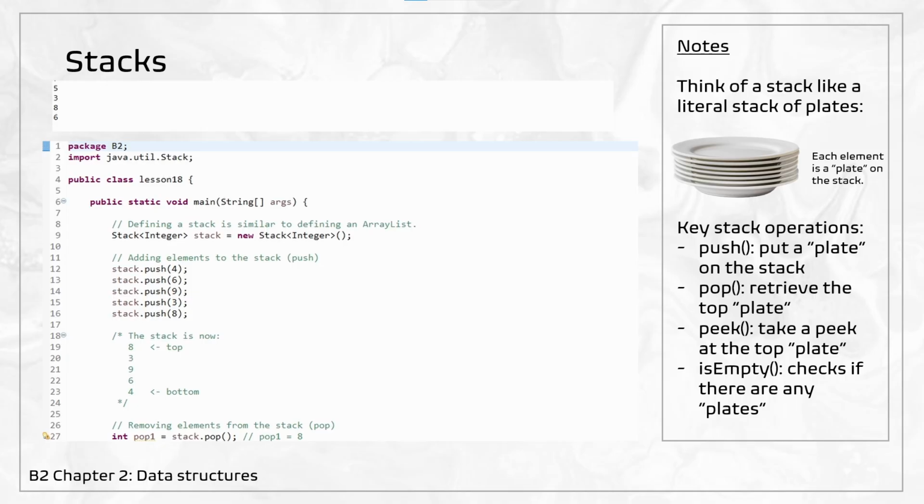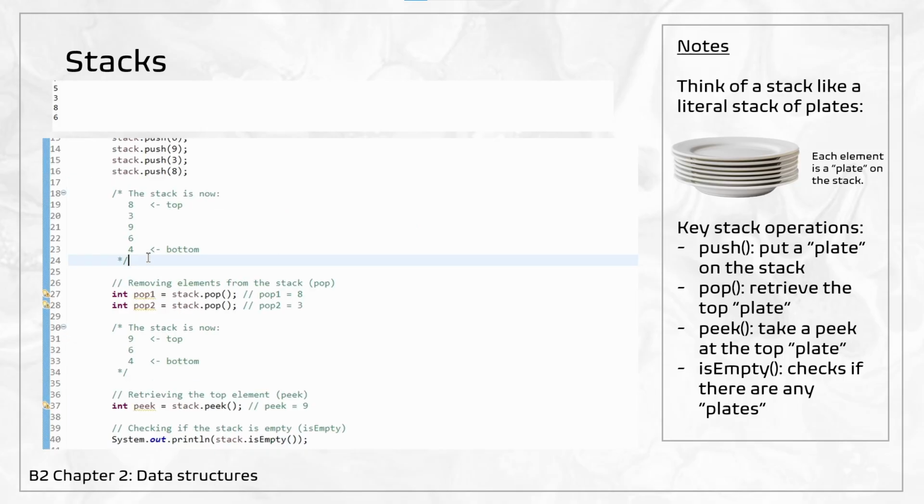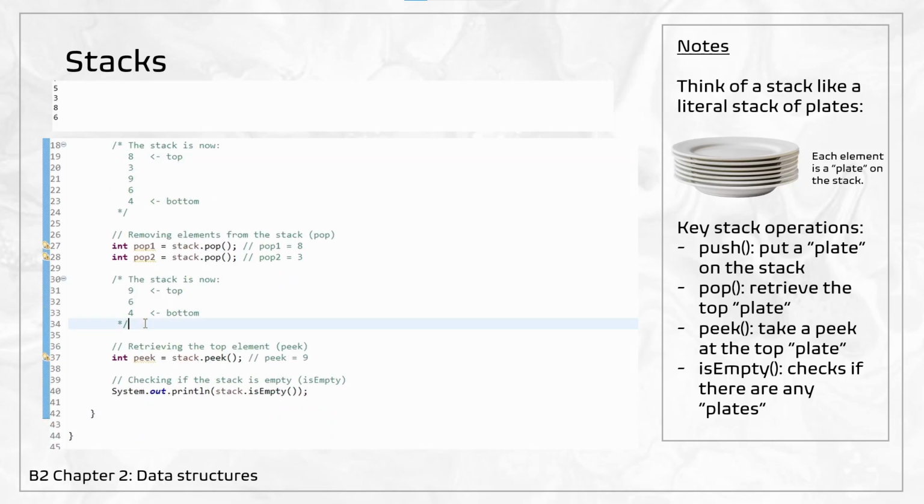There's 4 key operations that you can do on a stack. First is push, which adds a new element onto the stack. We've added 5 numbers to the stack here, which results in the stack looking like this. There's also pop, which retrieves and removes the element at the top of the stack. So since pop1 stores the first pop, it stores 8, and pop2 stores 3. And the stack is then left looking like this.